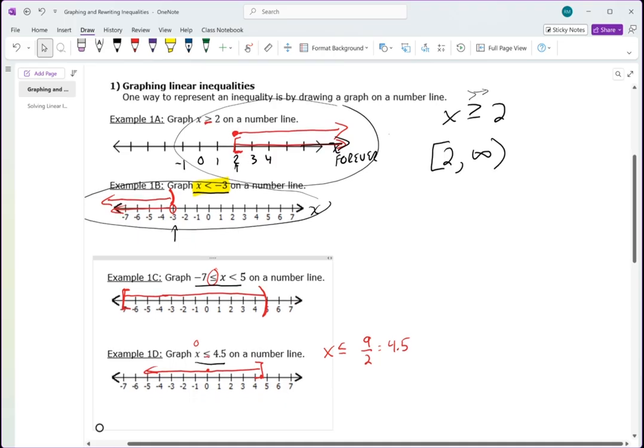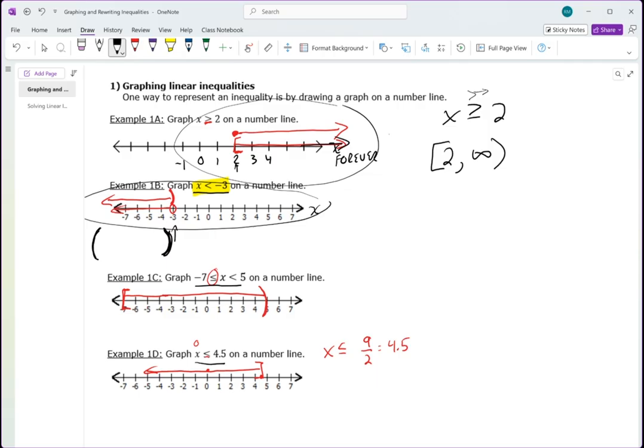This is my biggest value. It's the one furthest to the right. So I'm just going to put a parenthesis on the right. The arrow is going to require a parenthesis. I'm going to copy my rightmost number down here. And then since this goes on forever to the left, oops, I can't write right there. That's going to be negative infinity.